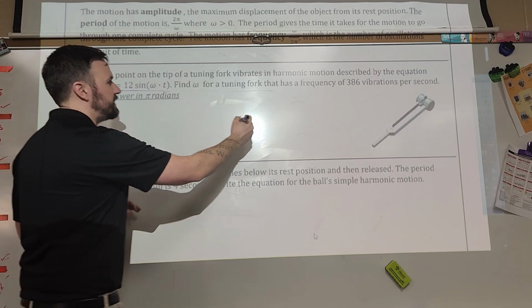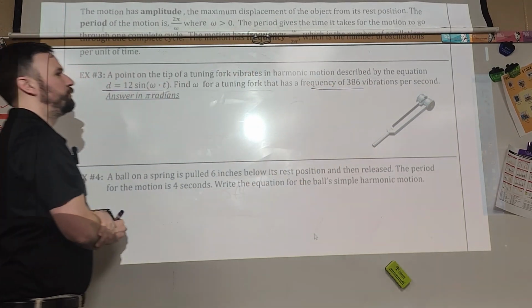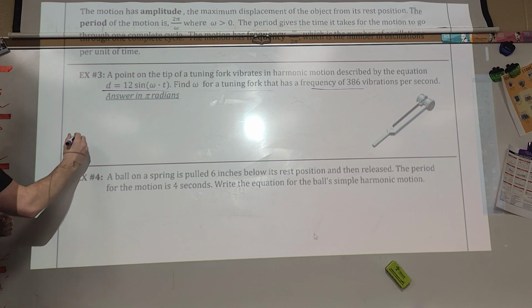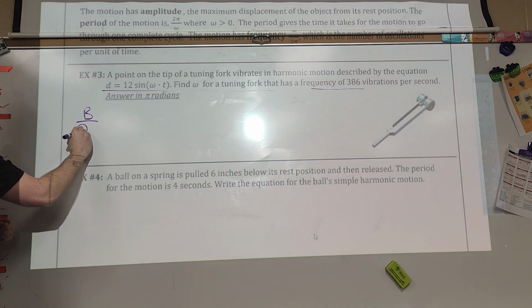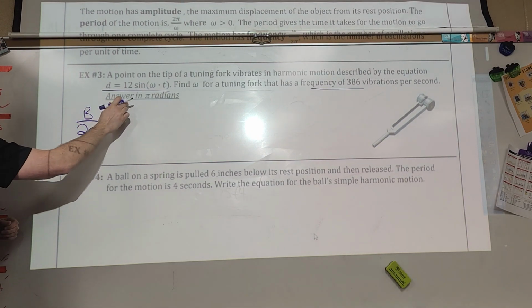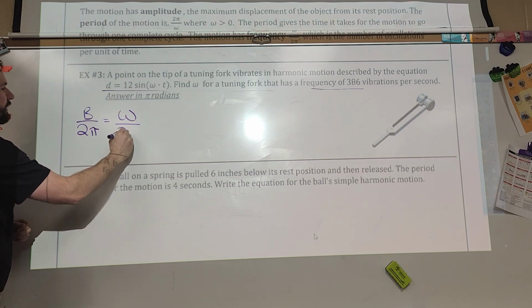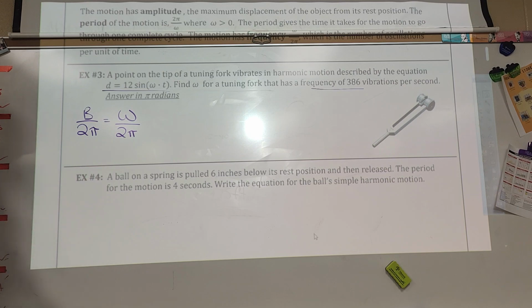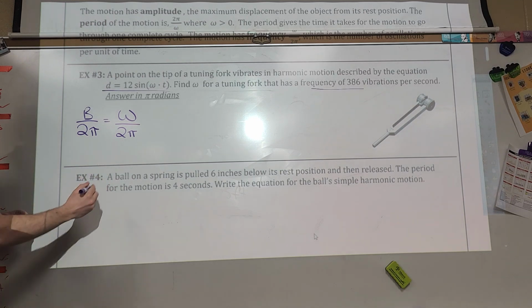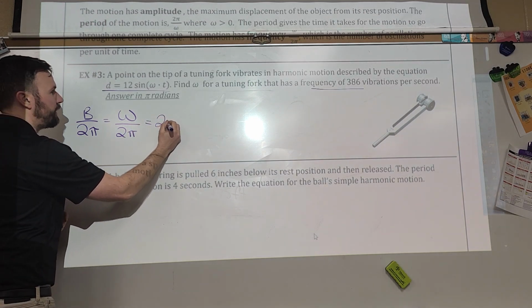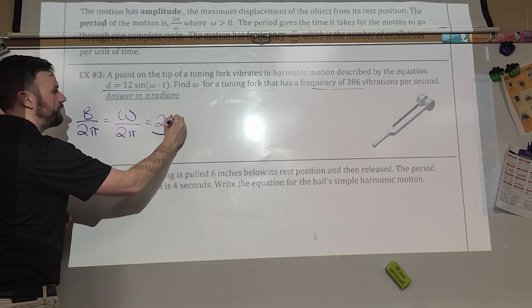So my frequency is 386. What's my equation for frequency? It's B over 2 pi, right? But for this equation, what's my B? That W thing, right? You know what I'm saying? These are the same equation, different letters. So if that's my frequency, I set that equal to my frequency.